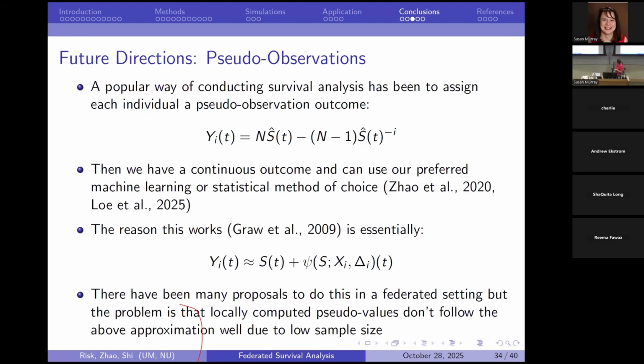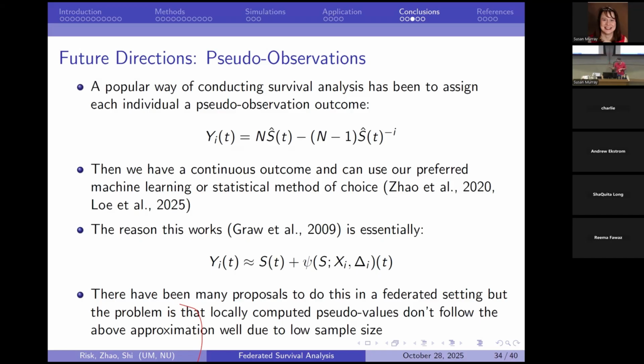So yeah, basically the reason that pseudo observation regression works, for people who aren't aware, it's a popular way of conducting survival analysis where instead of their follow-up time and their censoring indicator, we assign each individual a pseudo observation outcome, which kind of reflects their impact on the survival probability at a particular time. And the reason this works is just because of that equation there, basically. So the pseudo observation is basically the true value of the survival function, or approximates the true value of the survival function, plus the influence function. And that's what all the asymptotic theory of pseudo observations is built off of.